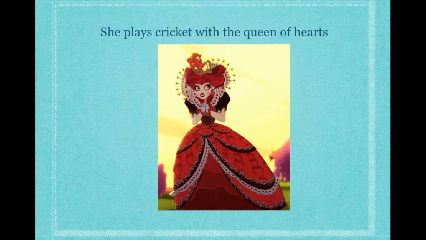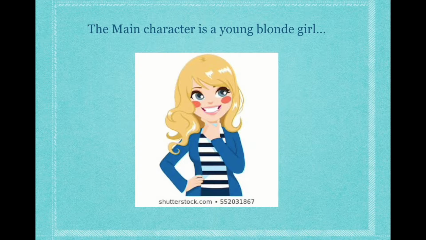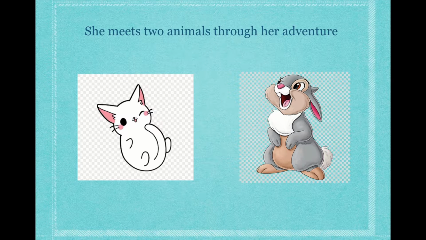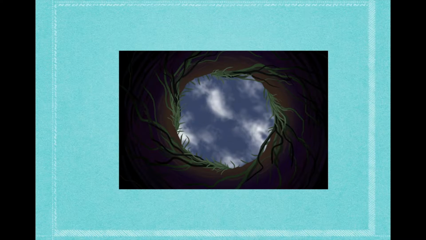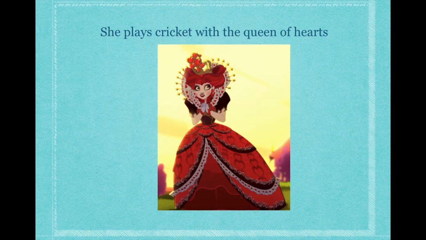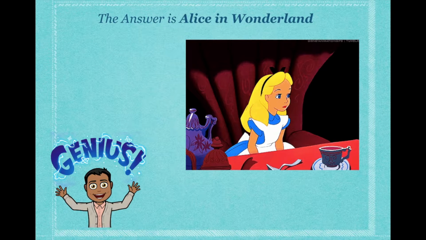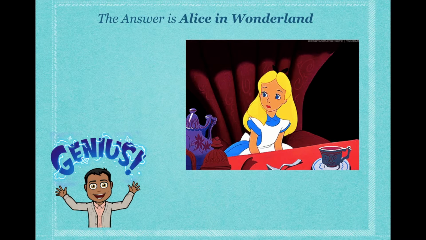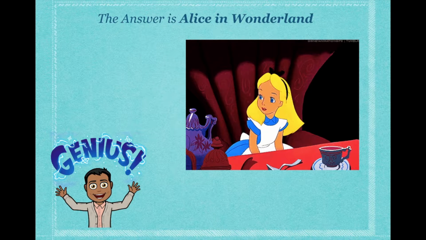So now take a moment and try to think of the name of the book that will be discussed in today's lesson. So we have a blonde girl, 2 cute animals, a hole, and the Queen of Hearts. So let's see. And the answer is Alice in Wonderland. So this is the book that we'll be working with in today's lesson.